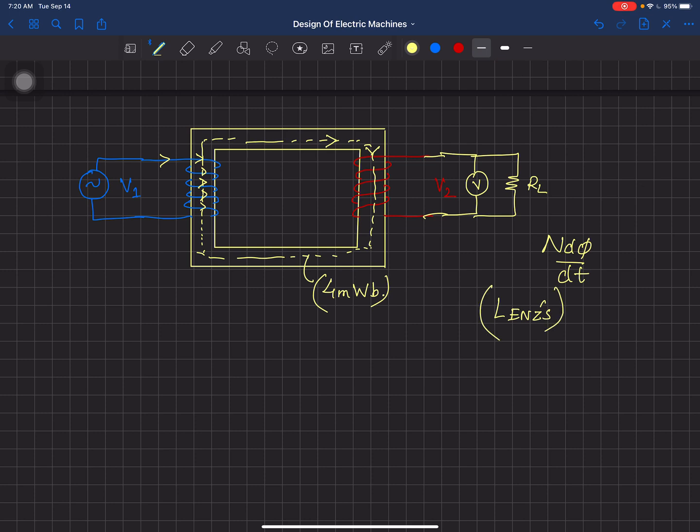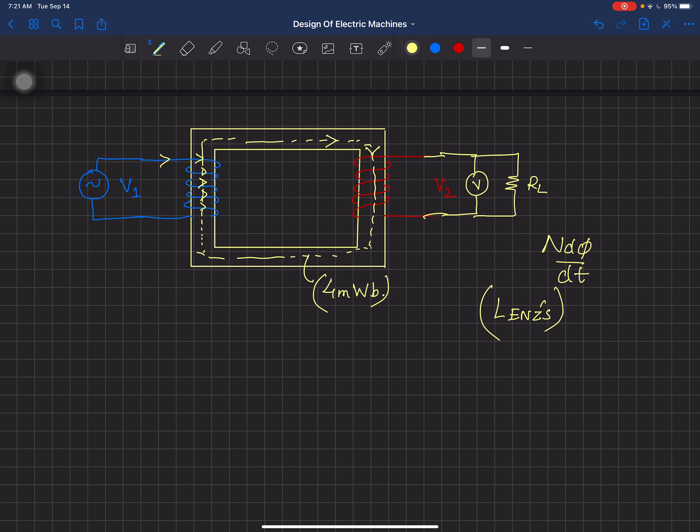Lenz's law was actually telling you that the current induced inside a circuit is going to be in such a way that, due to a change in flux, the magnetic field produced by that induced current is going to oppose the change in flux and exert a force. Now this is very important.